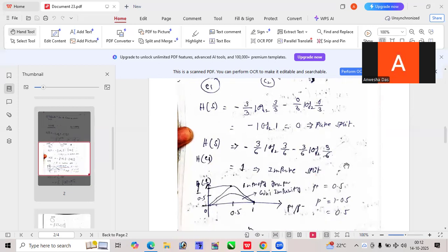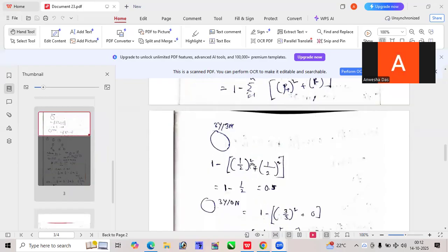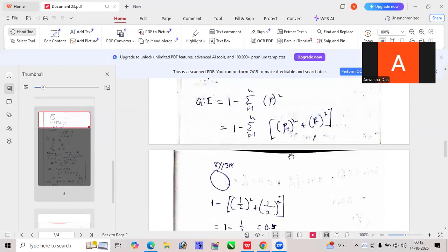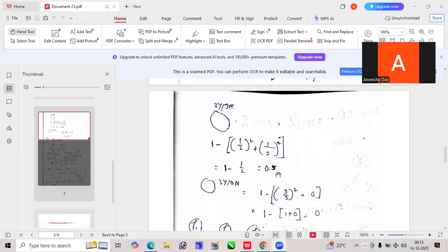Now, I'm trying to calculate one value, that is 3 yes and 3 no. How will we calculate? When we are talking about Gini impurity, there is the p squared, that means p plus squared plus p minus squared. See, 3 yes and 3 no, that means 3 by 6, that means 1 by 2. So 1 by 2 whole squared plus 1 by 2 whole squared, that means 1 minus 0.5 is 0.5.